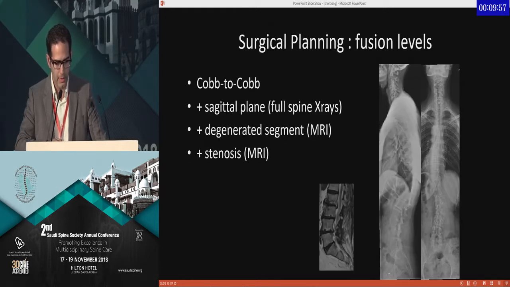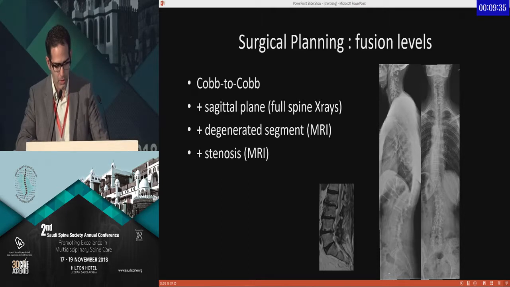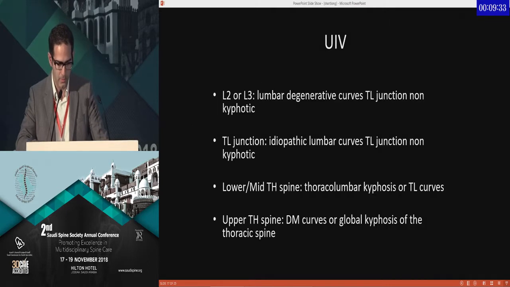So, of course, the classical notion, Cobb to Cobb, when you have an important scoliosis, you need to look carefully at the sagittal plane, and I will come later on to that. So you need also to check the degenerative segments, mainly L4-L5 and L5-S1, when you want to stop your construct distally, and to check for canal stenosis on the MRI too.